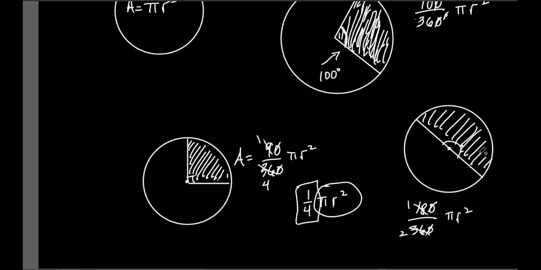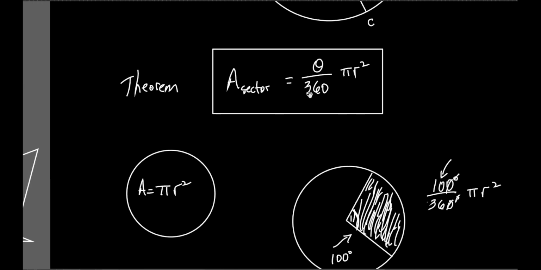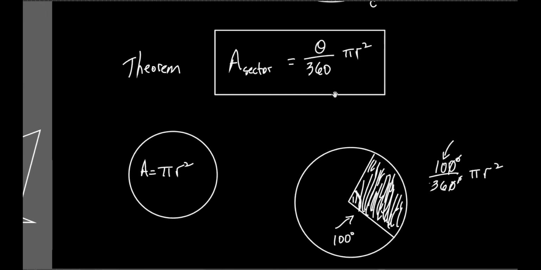Make sense? All right. Now, if I had an angle like 37.2 degrees, I don't know what fraction that is. I just put 37.2 divided by 360 times pi r squared, and I'm good to go. That's pretty easy. It's almost self-explanatory. It's almost not even worth a theorem. I already know the area of a circle, so the sector is just part of the circle. It's whatever the central angle is divided by 360.